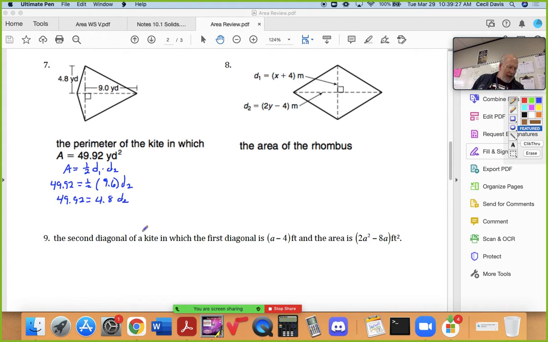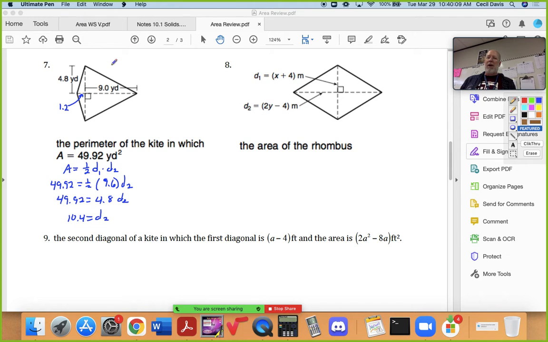When you divide that, you get 10.4. If that diagonal is 10.4 and this part of it is 9, that means this part is 1.2. So then what I can do is do the Pythagorean theorem twice to find the hypotenuse of this triangle on the right and this triangle over here on the left.